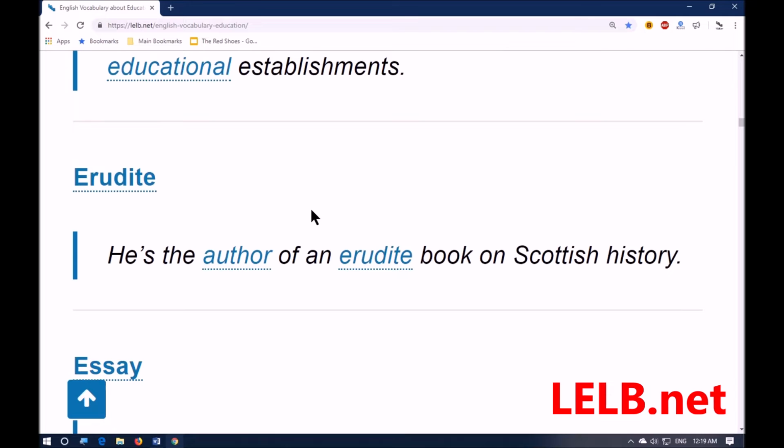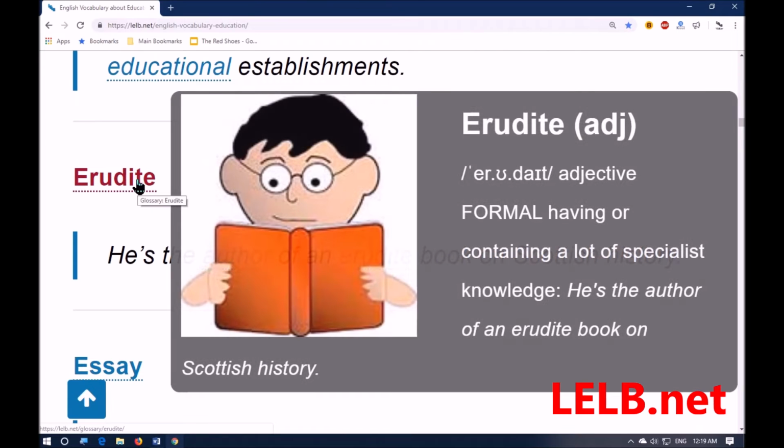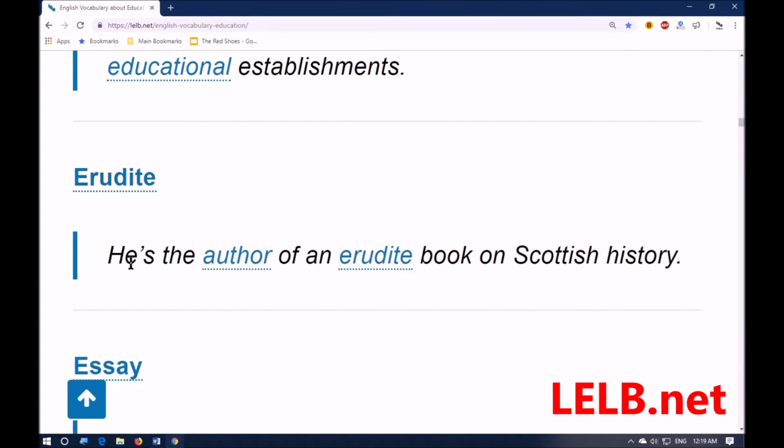The next word is erudite. And it means having or containing a lot of specialist knowledge. Well educated. He is the author of an erudite book on Scottish history.